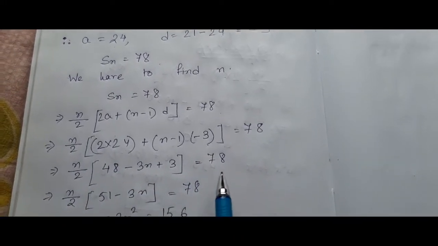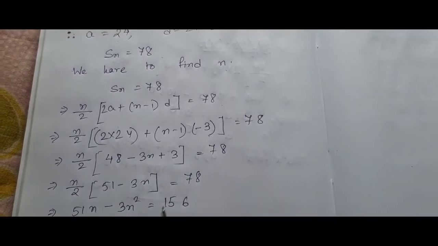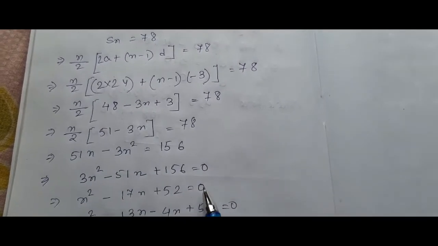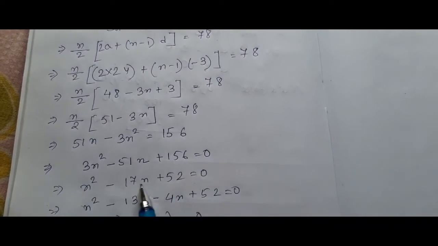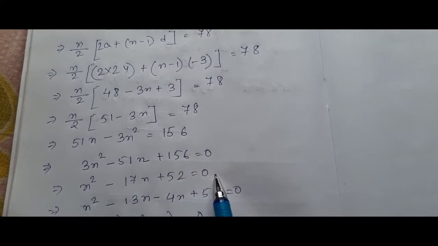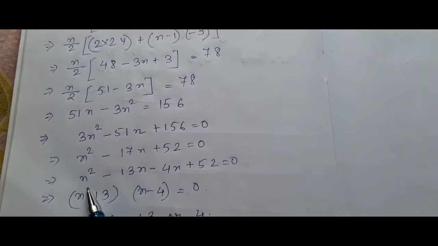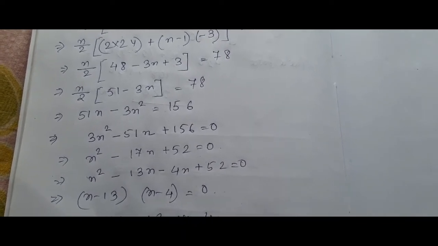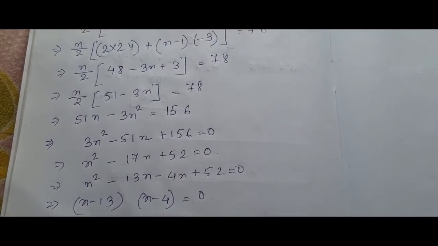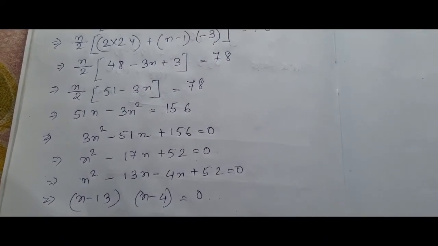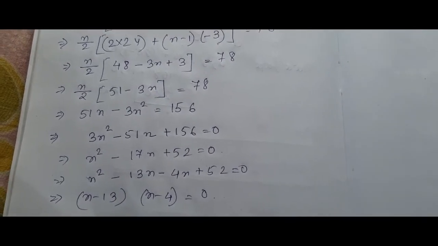Now if you calculate this, do the cross multiplication, you will get a quadratic equation. Now solve this quadratic equation by factorization, middle term factorization. This will be n minus 13 into n minus 4 equals 0. That means the value of n will be 13 and 4. As you can see, 13 and 4 are both positive integers or natural numbers. That means these two values are possible.